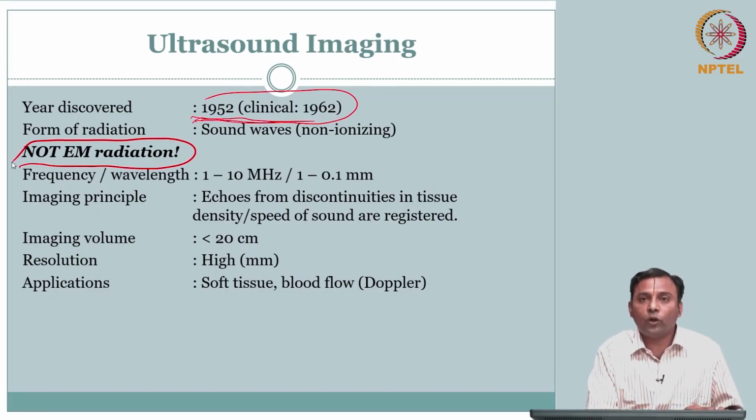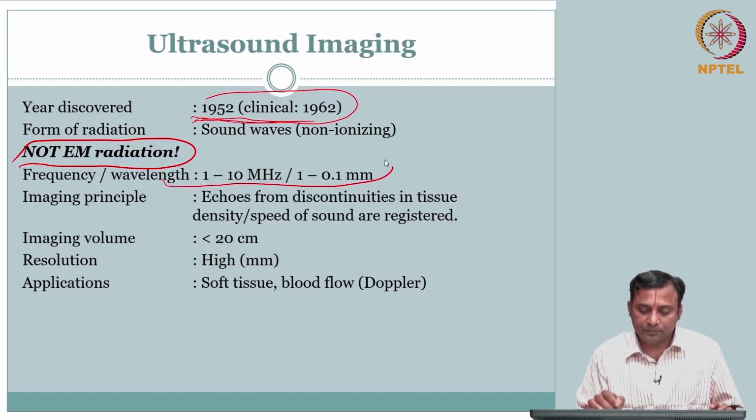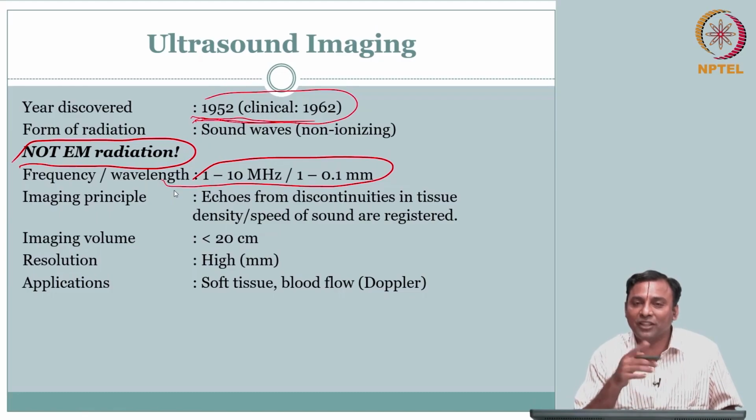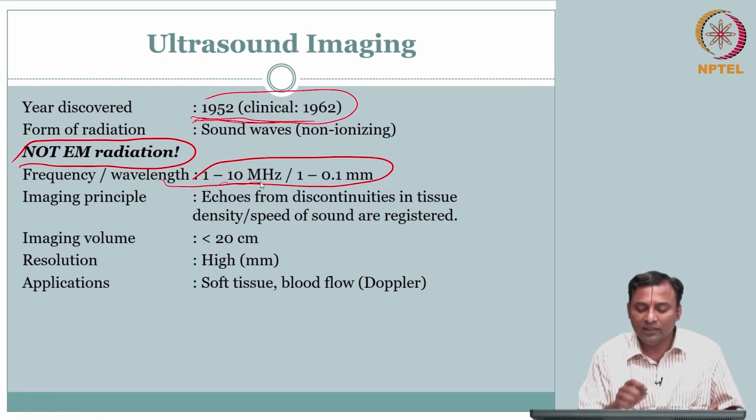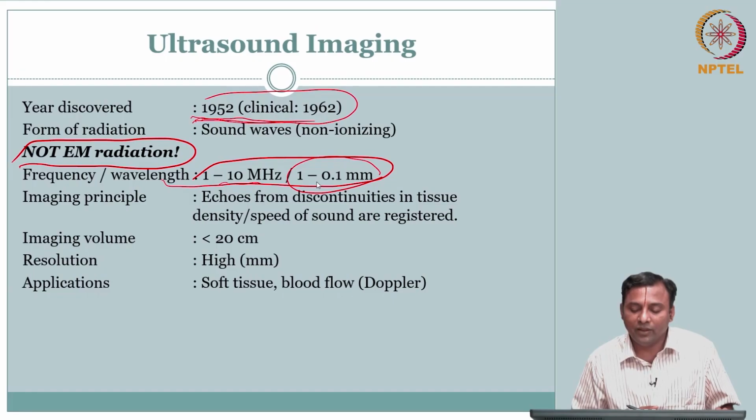Key: no electromagnetic radiation. Okay, so that's the real key message or uniqueness of ultrasound imaging compared to the others so far what we have discussed. Look at the range, right. Now we are talking about pressure wave frequency, not the electromagnetic wave frequencies. This is pressure wave frequency, 1 to 10 megahertz, 10 to the 6 cycles per second, right? Or you get wavelengths in the order of a millimeter, a fraction of a millimeter, okay.